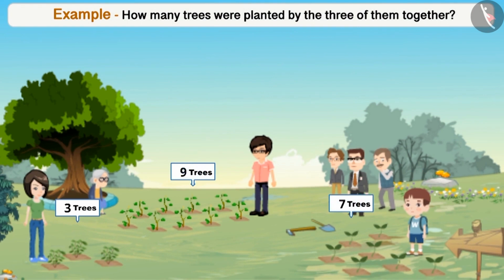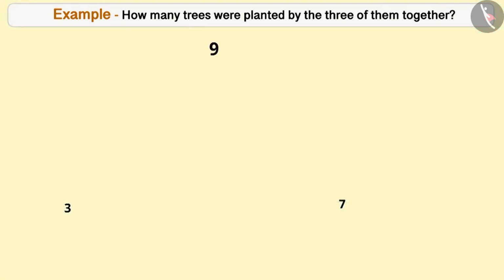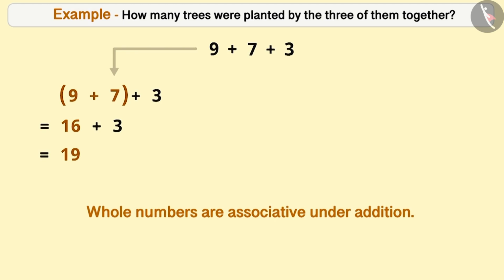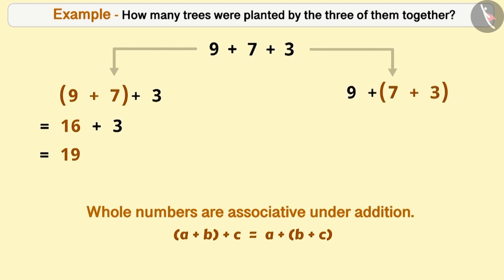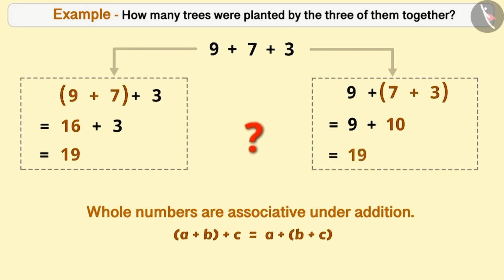To find the total number of trees planted by Akash, Ajay, and Babita, we need to add 9, 7, and 3. This can be solved by making a group of 9 and 7, the result being 19. Since whole numbers are associative under addition, we can also solve this by making a group of 7 and 3. The result of this will also be 9 plus (7 plus 3), which is equal to 19. Can you tell which of the given methods is easier?